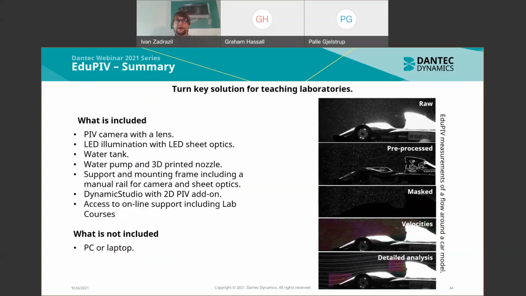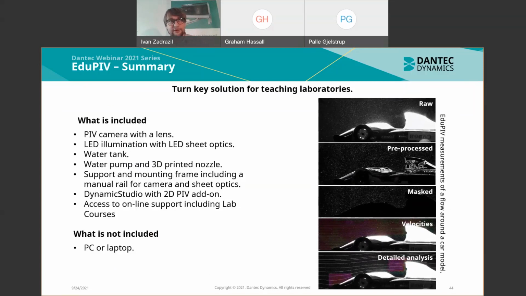So let me conclude. Edu PIV is a turnkey solution for teaching laboratories. What is included in the kit is a PIV camera with a lens, or two cameras with Edu Stereo PIV. There is LED illumination with LED sheet optics. There's a simple experiment, which is a water tank, a water pump with a 3D printed nozzle, and everything comes on a support and a mounting frame.